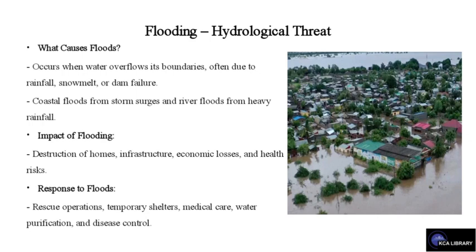You can see this is an example of a flood. This is a well flooded area. Now, coastal floods arise from storm surges and river flow from heavy rainfall. When rain falls too much in an ocean, it can flood the bank of the ocean, and that can lead to coastal flooding.